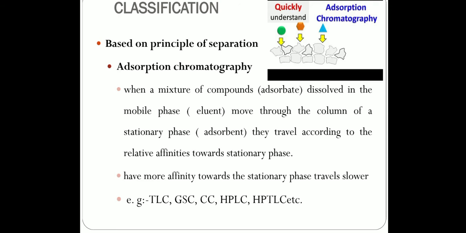Examples are thin layer chromatography, TLC, gas solid chromatography, column chromatography, HPLC, HPTLC, etc. That is, here one stationary phase may be usually a solid substance or fixed bed, and then there will be a mobile phase that may be a gas or liquid. TLC, example thin layer chromatography. Here the thin layer plates act as the stationary phase, and the mobile phase may be a mixture of liquids.